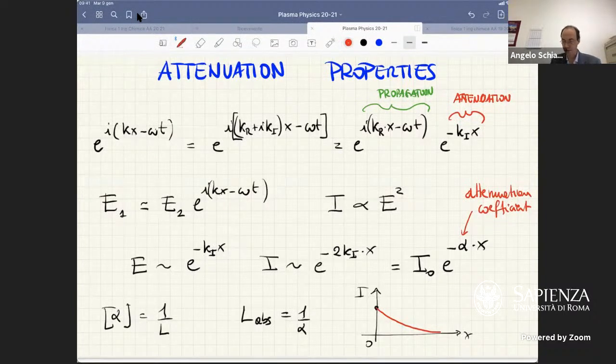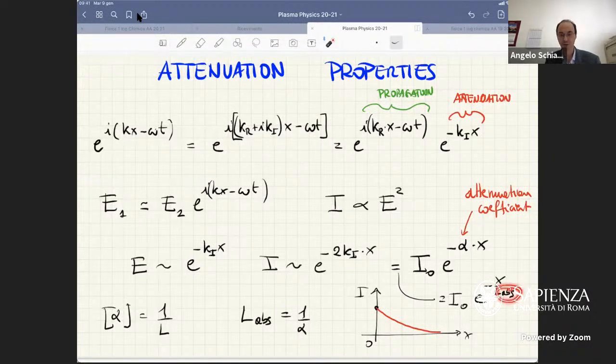So this is an exponential attenuation, and the coefficient of this attenuation is called alpha, the attenuation coefficient, or we can express the same law as I naught e to the minus x over lambda absorption or attenuation. So what is happening is the wave is attenuated, so the intensity drops. We say that the energy carried by the wave is absorbed. So we can call it absorption or attenuation.